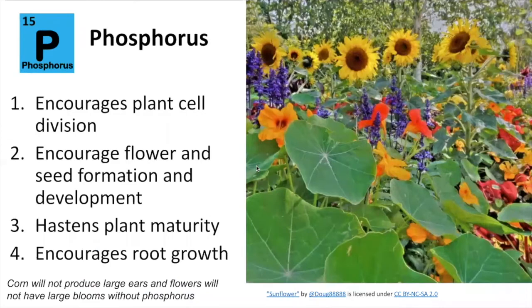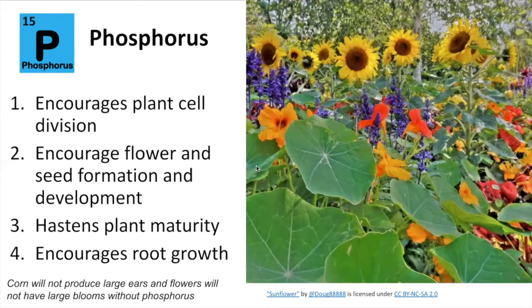Now, phosphorus, again, growth, cell division, seeds, and flowers. If you want a lot of seed, what crop do we plant that we want a lot of seed? And you say, okay, we've got our soybeans, we've got our vegetable crops in the garden. Corn, we want a lot of seed. Beans, we want a lot of seed.